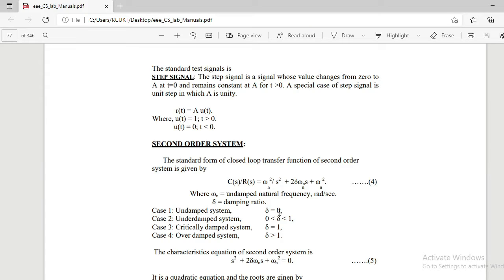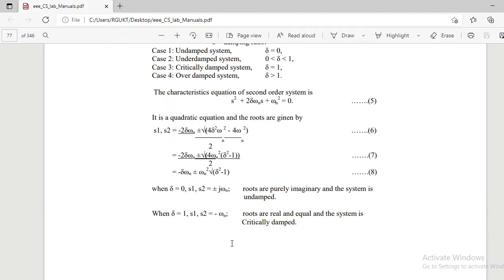When zeta is 0, the system is said to be an undamped system. If zeta lies between 0 and 1, underdamped. If zeta is equal to 1, critically damped. If zeta is more than 1, overdamped. Even if you apply a step signal in the second order system, depending upon the values of zeta, the systems are classified into 4 types: undamped, underdamped, critically damped, and overdamped. We need to verify each case: case 1, case 2, case 3, case 4. We can do this experiment for all the 4 cases.